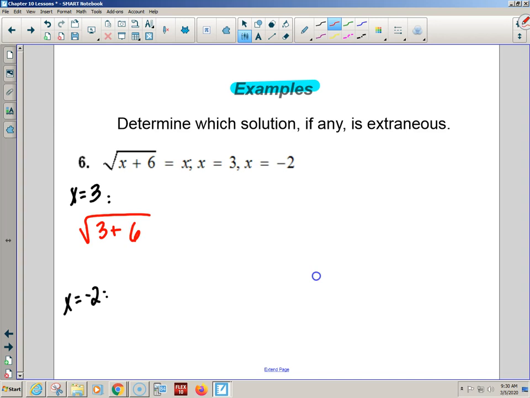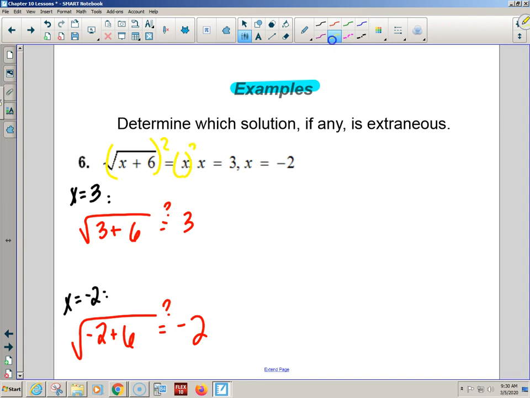The square root of 3 plus 6 is supposed to equal 3, and the square root of negative 2 plus 6 is supposed to equal negative 2. As you guys are testing and thinking and pondering as to whether or not that's true, I'm going to bring in and say, hey, wait a minute, maybe we could have done this ourselves and not had to use the book's answers. But if we had tried to do this ourselves, what would have happened?